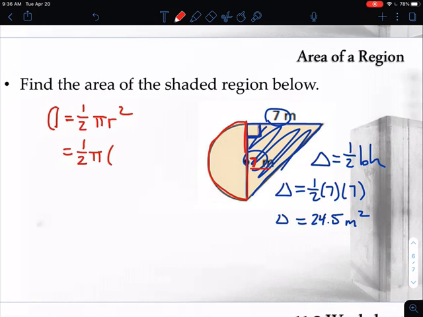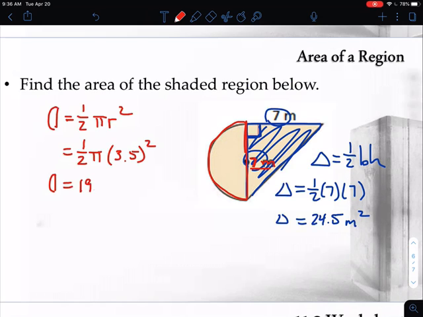Now my radius, we said that the diameter here was 7 meters. And so if I want to cut that in half, it's going to be 3.5. And so I have 3.5 squared. And then I can plug this into my calculator. And so I take 1/2 times pi times 3.5 squared.